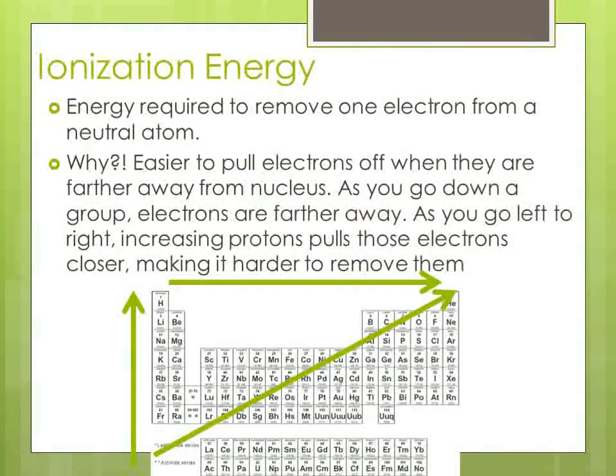So what's going on here is that as you move down a group, the electrons added on to those atoms are much farther away from the nucleus. Therefore, it's just easier to pull them off. But as you go from left to right, the increasing number of protons, remember I told you in the last slide, pull those electrons closer. So therefore, as we go from left to right, it's a lot harder to pull those electrons off, and therefore you need more ionization energy in order to pull those electrons away from that atom.